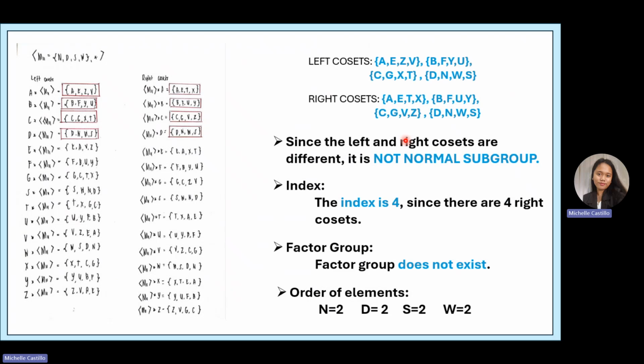And for the order of the elements, N, D, S, and W, order is equal to 2 since these elements needed to be operated with themselves twice in order to get the identity element N. Since N star N is equal to N, then D star D is equal to N, then S star S is equal to N, then W star W is equal to N.